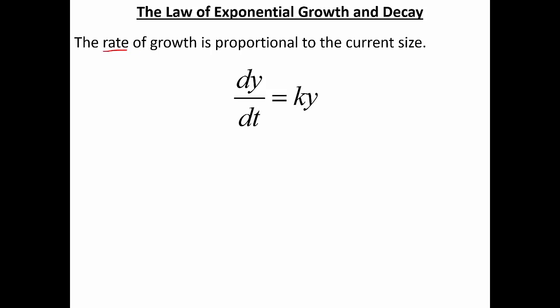For instance, the rate of growth, that's what this doodad right here actually represents. You'll learn all about that in calculus. The word is equals. And then proportional to the current size. Well, the current size is y. And then if we multiply y times some constant k, some constant of proportionality, that's to say that it's proportional to the current size. Again, you don't need to know about this particular equation. I just want to show you the actual rule that we're going to use.